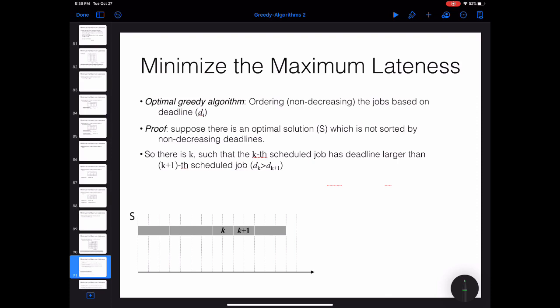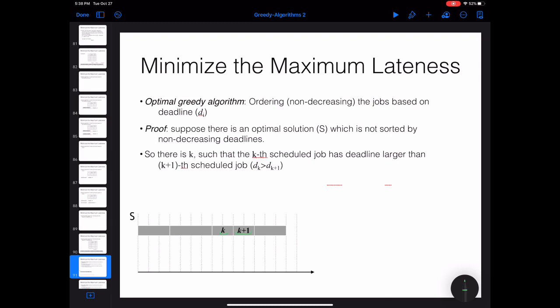Always there is an optimal answer, sorry. There is an optimal answer that orders the jobs, but the order is different than the order of the greedy algorithm, which means that the jobs are not ordered in non-decreasing order of deadline, okay? So it means that I can find 2 jobs, let's call them job K and K plus 1, such that the deadline of job K is greater than the deadline of job K plus 1.